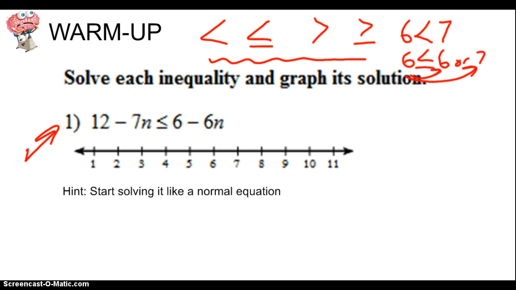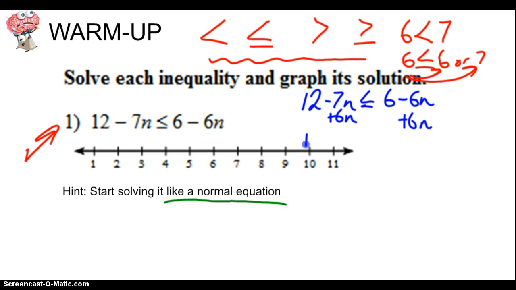So, to solve an inequality, you may remember that you're going to solve it just like any normal equation. Okay? So let me rewrite it over here, and we can solve it out. 12 minus 7n is less than or equal to 6 minus 6n. I'm going to start by adding 6n to both sides, plus 6n. So I have 12 minus 7n plus 6n. I've got 12 minus 1n, there we go, that's gone. And now I'm going to subtract 12 from both sides.